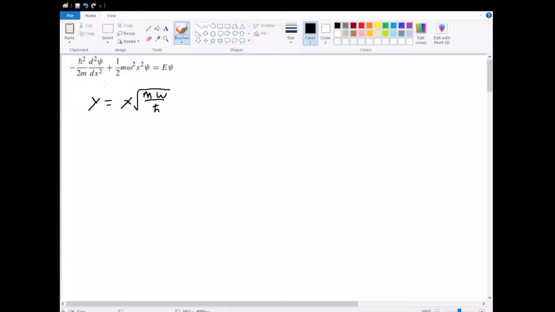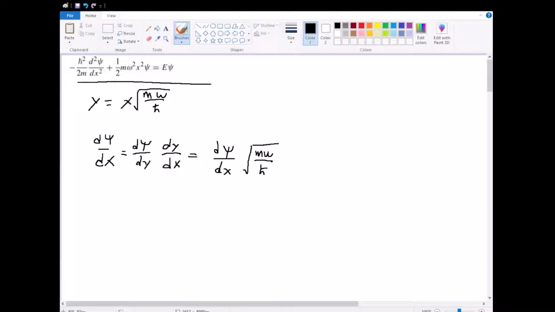So if we change variables here from x to y, there's a few things we have to do. First off, we have a d2 psi by dx squared, so we have to use the chain rule to convert this into a derivative in y. So we can write d psi by dx as equal to d psi by dy times dy by dx. And we know dy by dx is just the square root of m omega over h bar. So this equals d psi by dy times the square root of m omega over h bar.